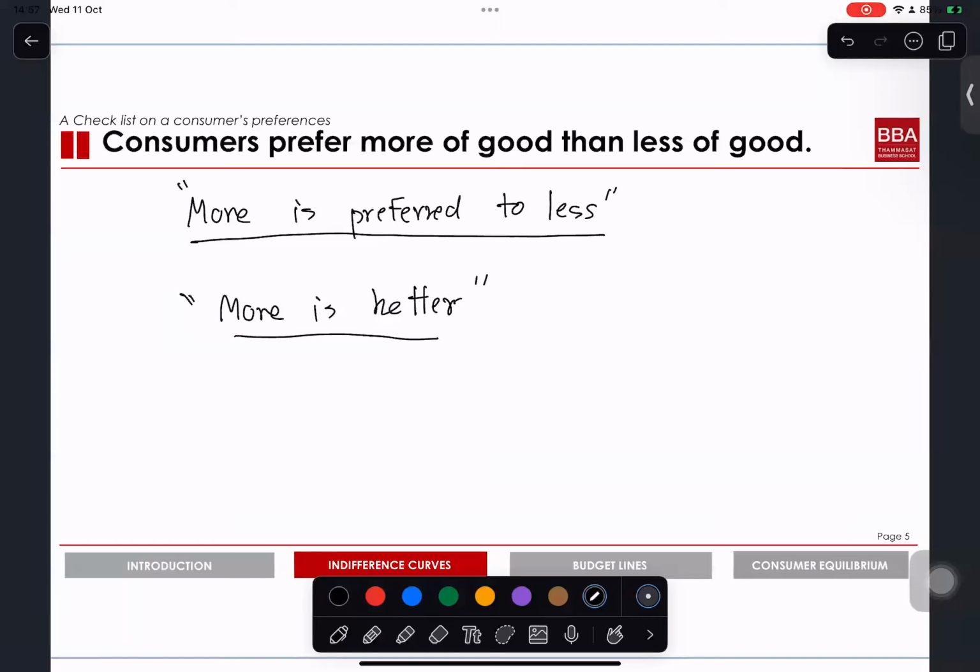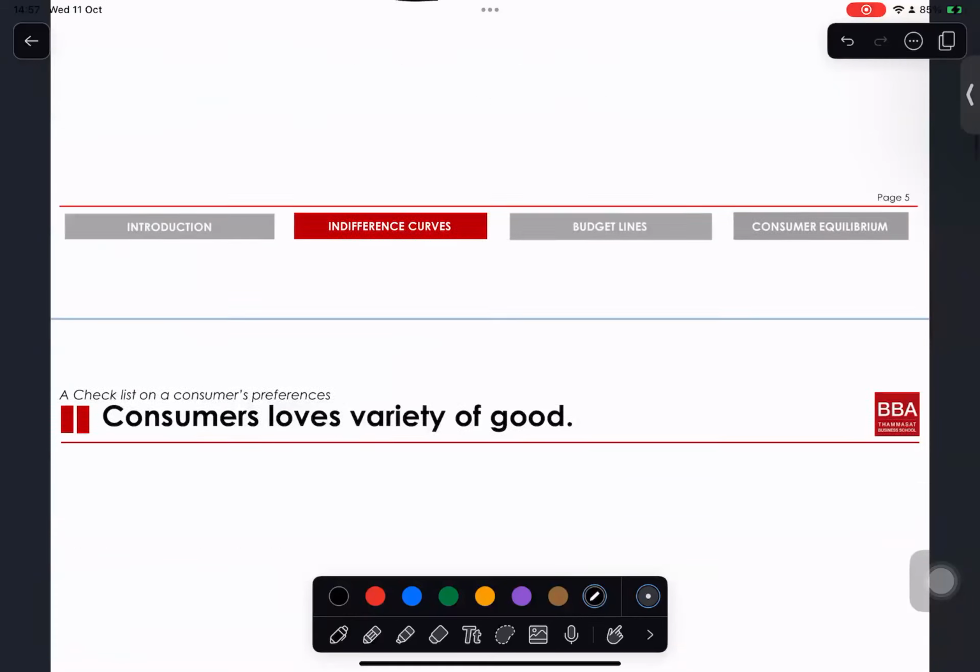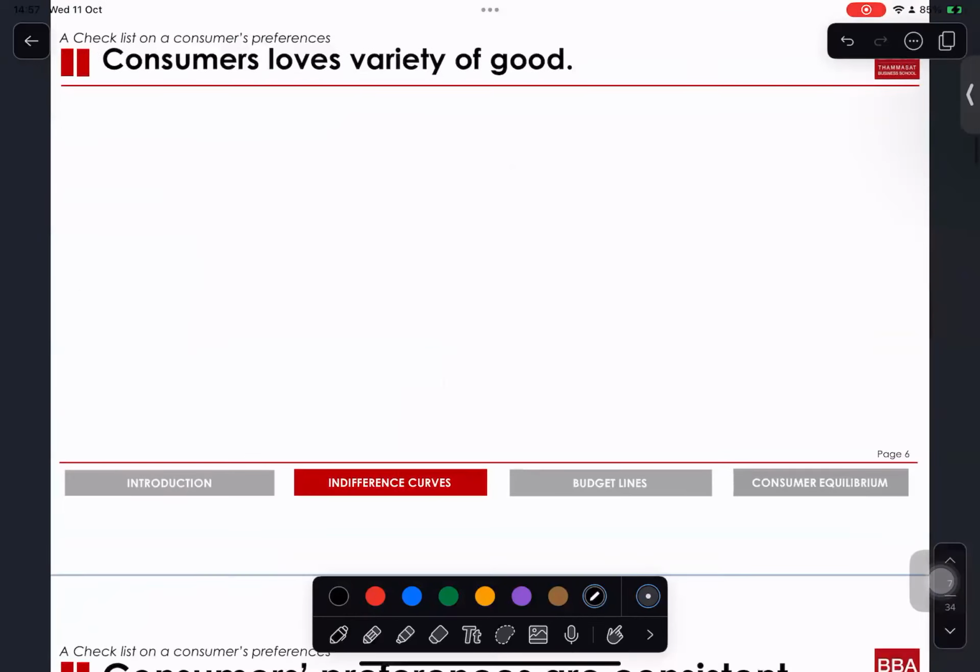Suppose this guy passed, green light. He loves more of the good rather than less. Number 3, this guy must love varieties. Let's check. Present him with the 3 baskets. Okay. Let's talk about combinations of food and clothes.